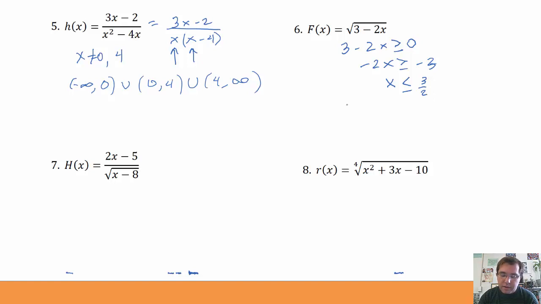Well, how do I represent that? Well, I'll take anything starting at negative infinity and going up to 3 over 2. Will I include 3 over 2? Yes, because it's less than or equal to. And that's the only piece of my domain, because anything bigger than 3 over 2 is going to be a problem. X needs to be smaller than 3 over 2.